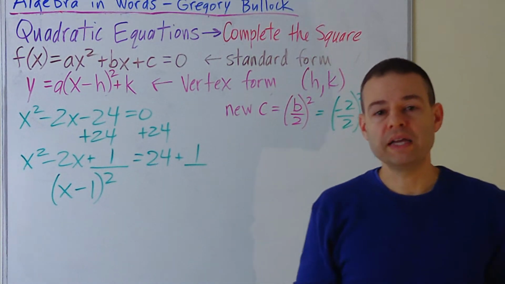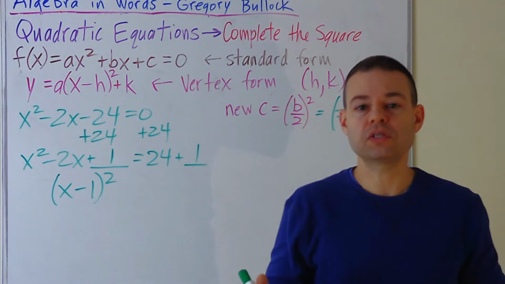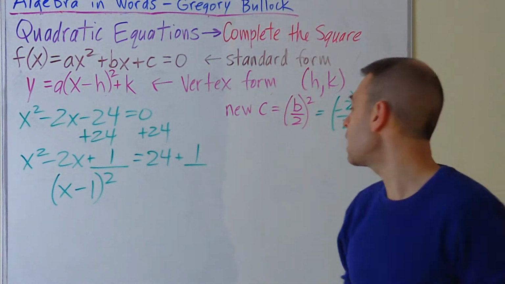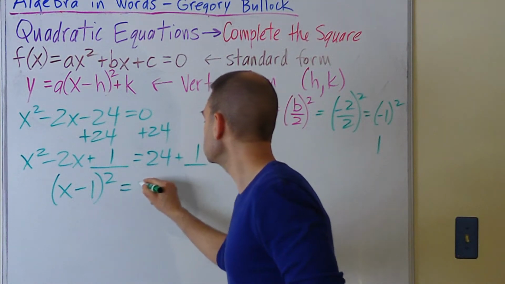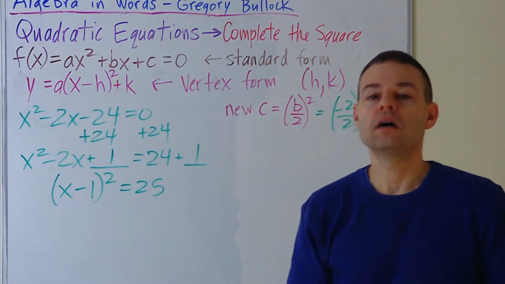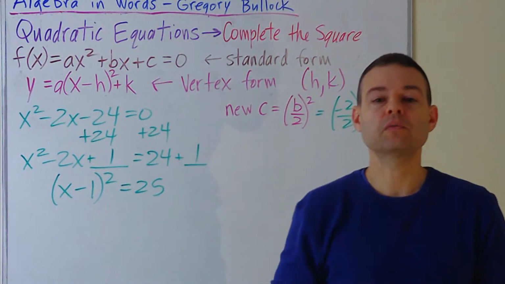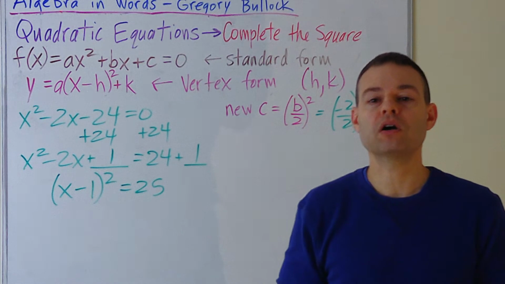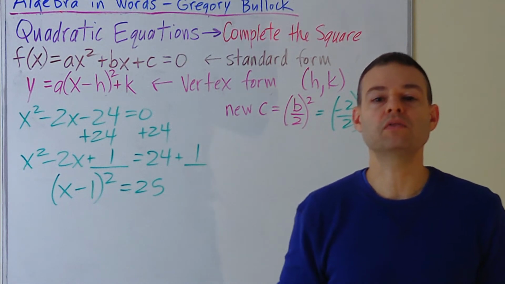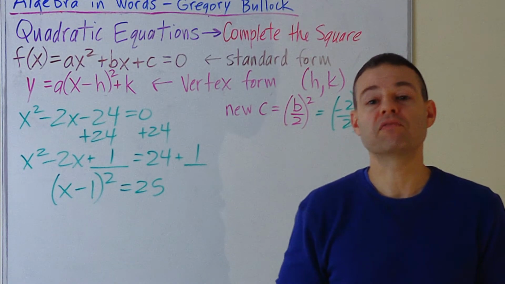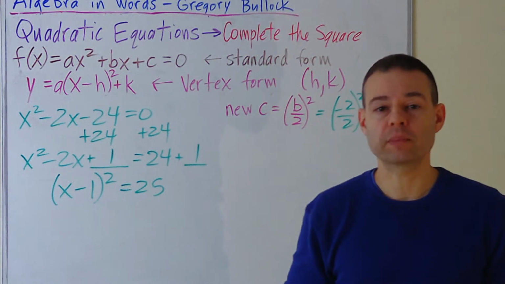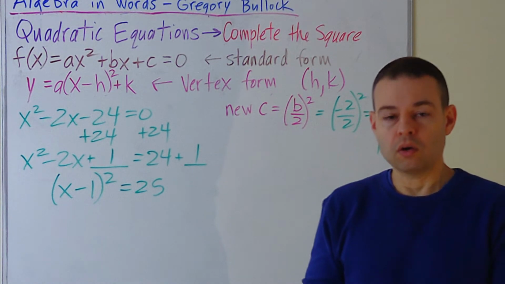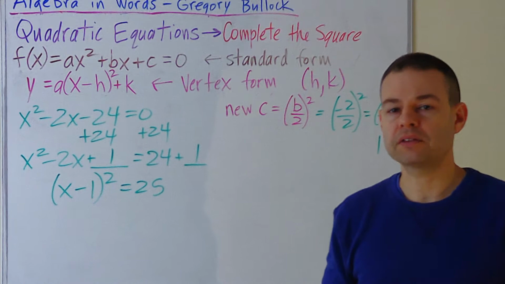Now, on the right, add the old c and the new c. 24 plus 1 is now 25. Okay, now we are not done with the complete the square method, but let's pause real quick, because I promised you that you could use the complete the square method and relate that to the vertex formula. Alright, so I'm going to explain briefly how to do that.